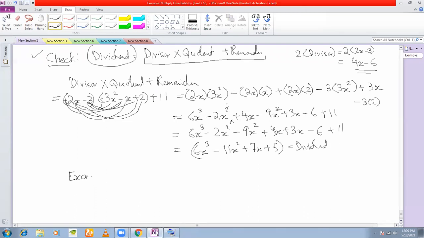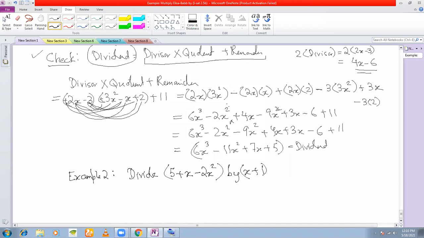Example 2. And then I'll move on to the exercise problems. Divide. Mute all your mics, please. 5 plus x minus 2x square by x plus 1.